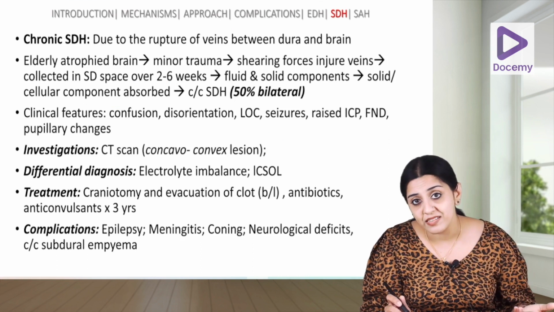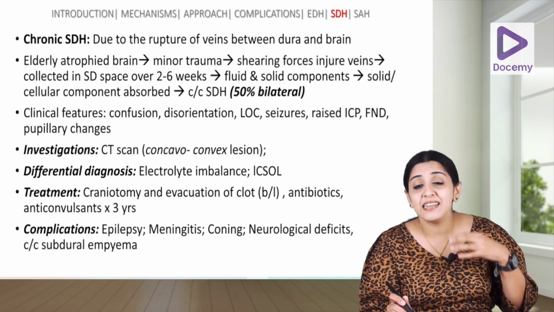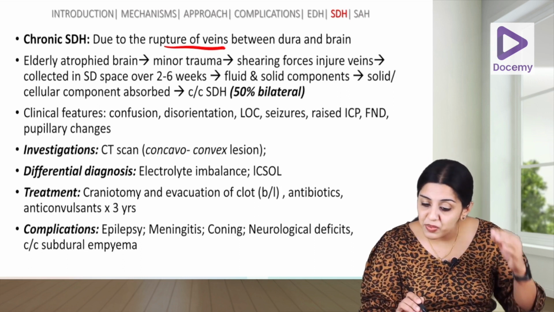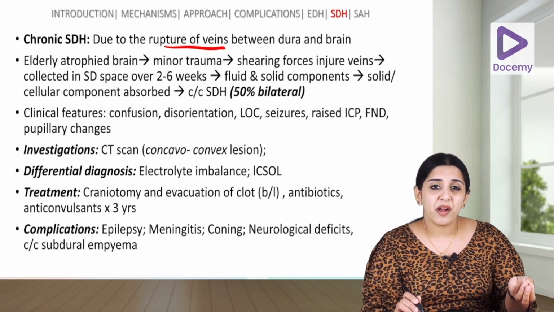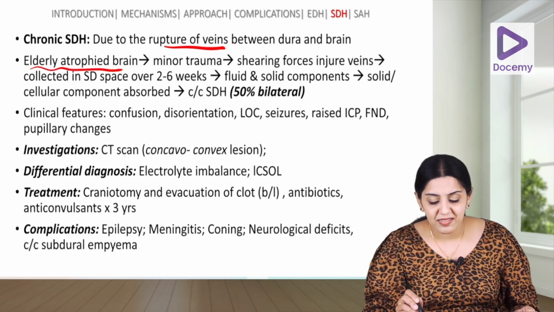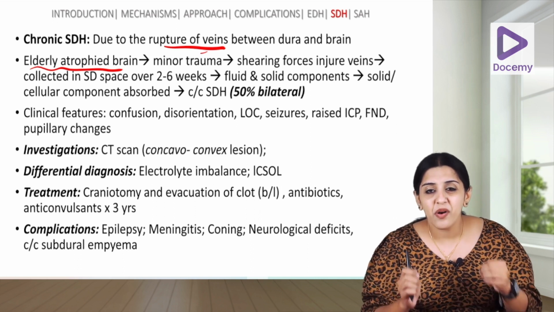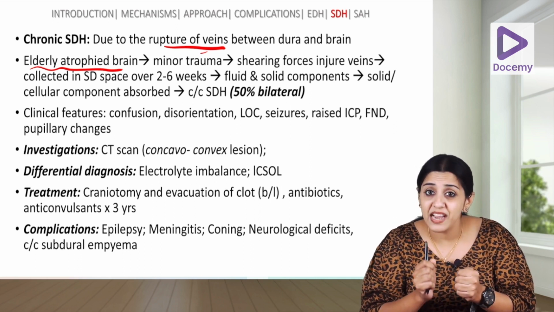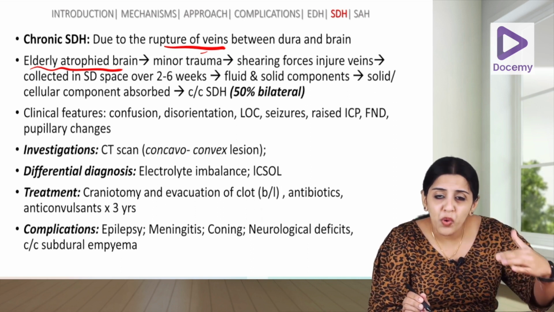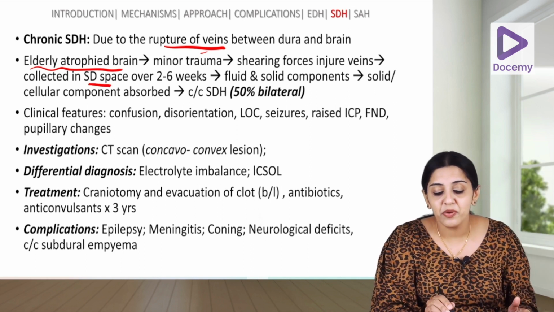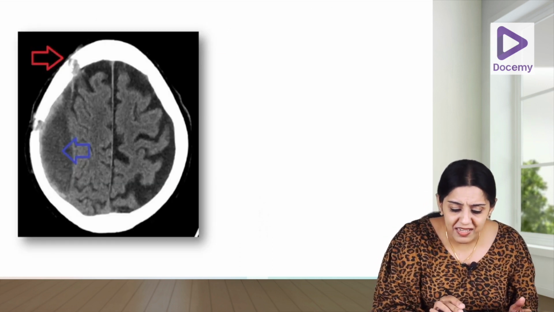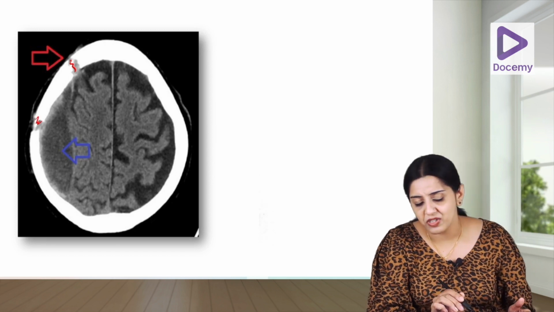Now, what is chronic SDH? Chronic SDH is typically seen in elderly patients. Now, there could be just rupture of a few veins between the dura and the brain as part of a minor trauma. So, in an elderly atrophied brain, sometimes a minor trauma can cause certain shearing forces which can injure the veins, and this venous blood will collect over a period of time in the subdural space for about 2 to 6 weeks.